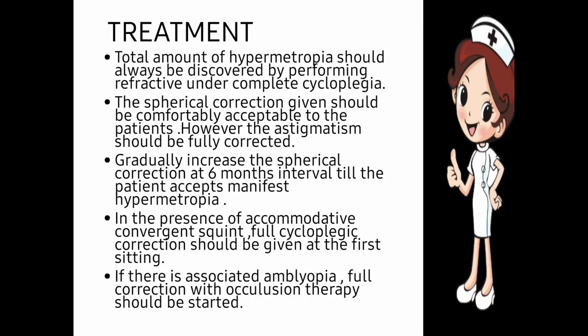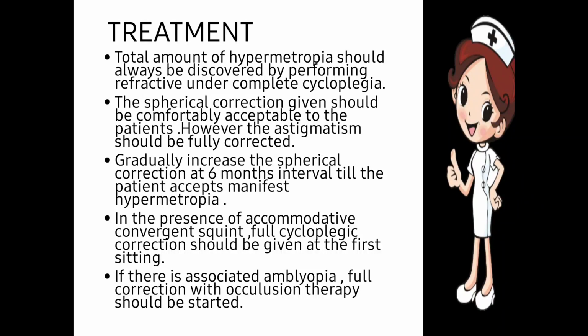Spherical correction should be given as comfortably accepted by the patient; however, the astigmatism should be fully corrected. In hypermetropia, the cylindrical power should be fully corrected, and the spherical correction should be one which is comfortable to the patient. Gradually increase the spherical correction at 6 months. We will call the patient for follow-up after 6 months and then increase the spherical power.